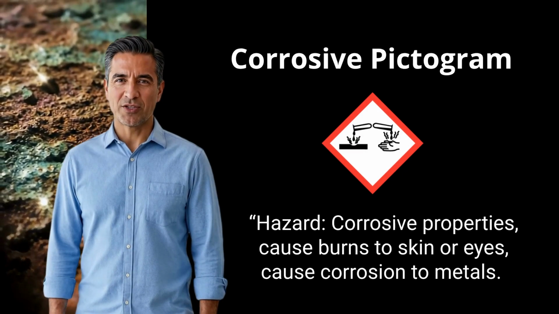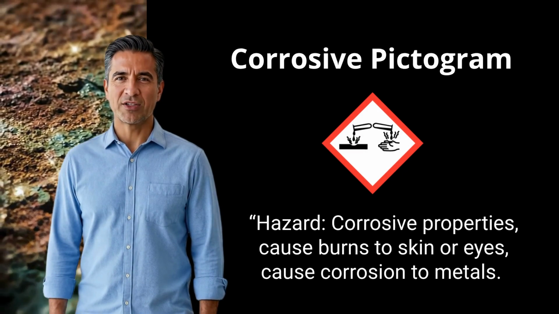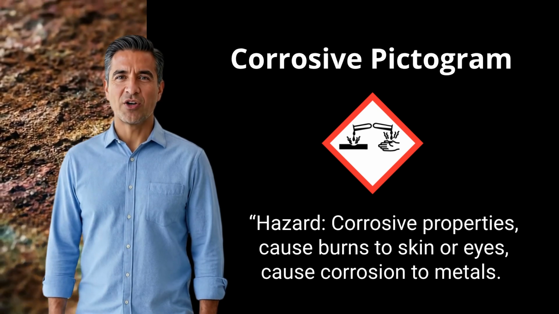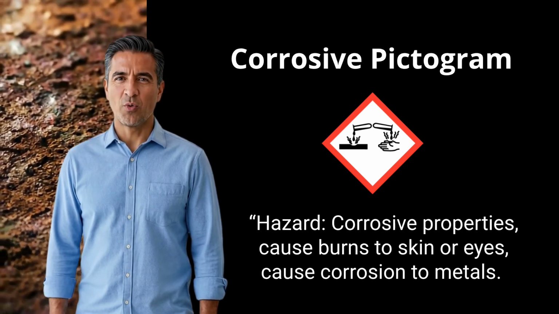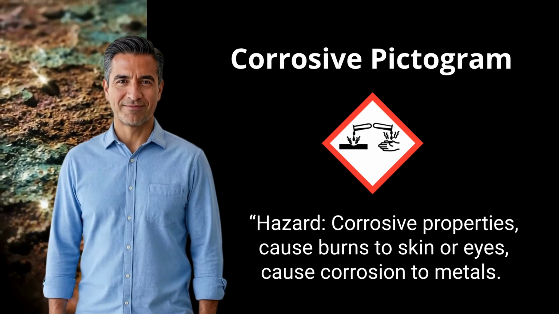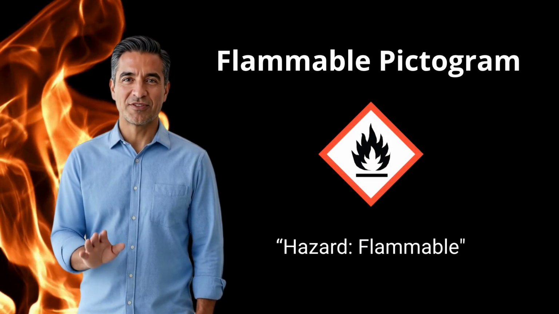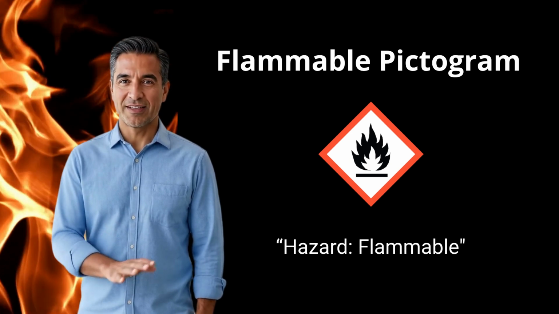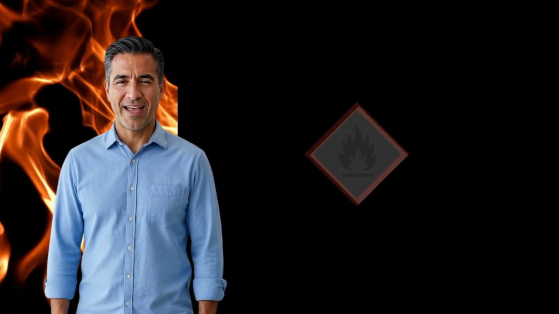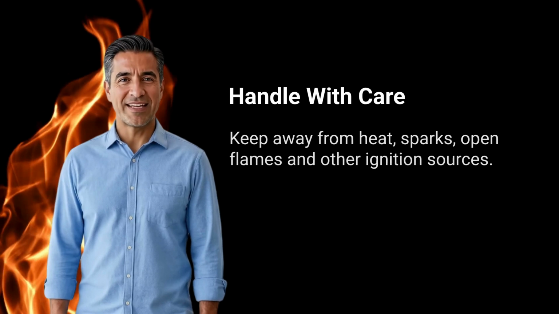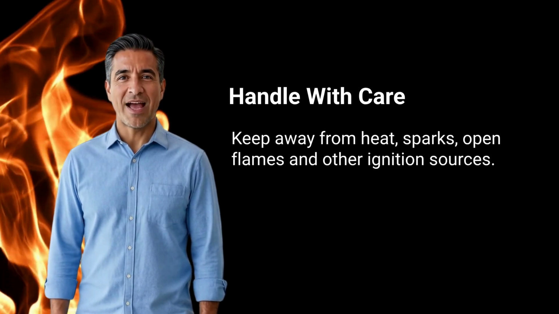The corrosive pictogram indicates the product or item has corrosive properties and could cause burns to skin or eyes, or could cause corrosion of metals. The flammable pictogram indicates they're liquids, solids, gases, or aerosols that could easily catch fire and burn. Handle with care. Keep away from heat, sparks, open flames, and other ignition sources.